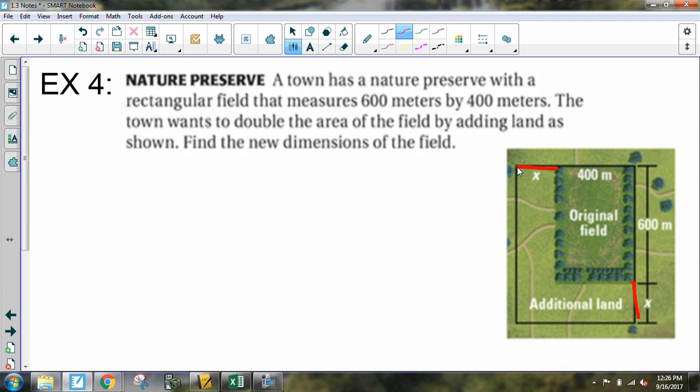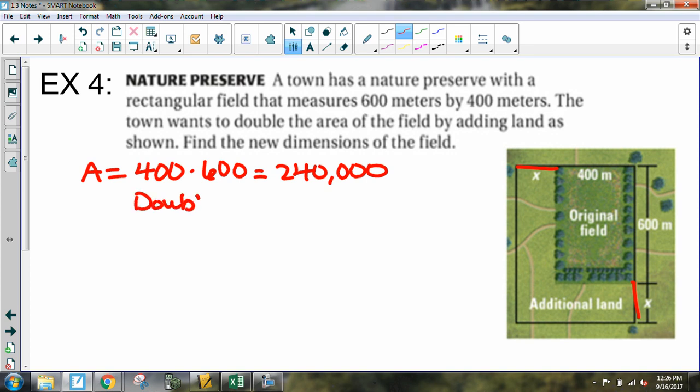So let's just consider what the area is right now. So the area of the field, this is your length times your width, 400 times 600, that's 240,000 square meters. Okay. Our goal is to double the area of the field. So if the area right now is 240,000, then we want it to be 480,000.